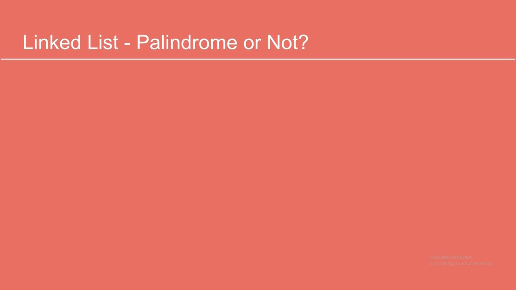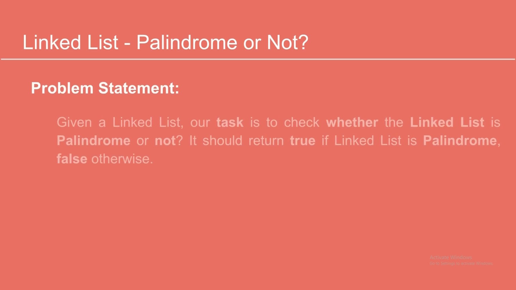So, first let's understand our problem statement. We will be given a linked list and our task is to check whether the linked list is palindrome or not. The function should return true if the list is palindrome and false otherwise.